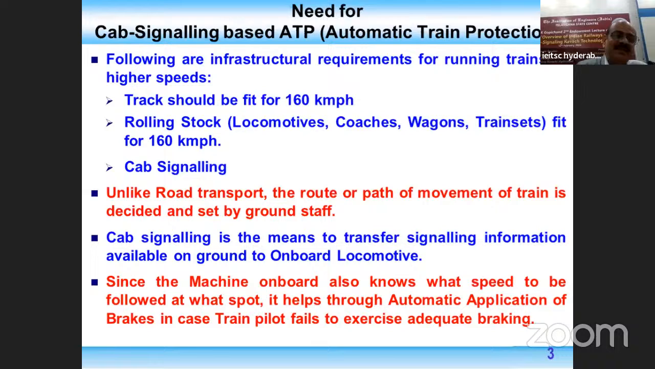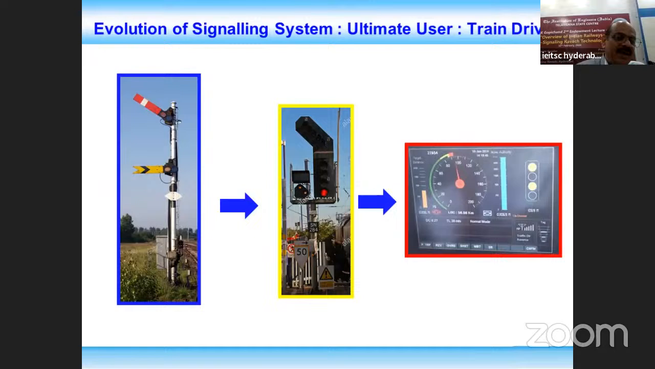Yeah. In this slide, we have shown the evolution of railway signaling. Initially, if you see on the left-hand side, we had mechanical signals. Then we moved to color light signals. Now we are moving to cab signaling. What is cab signaling? See, signaling information is available to ground equipment. Next slide, please.